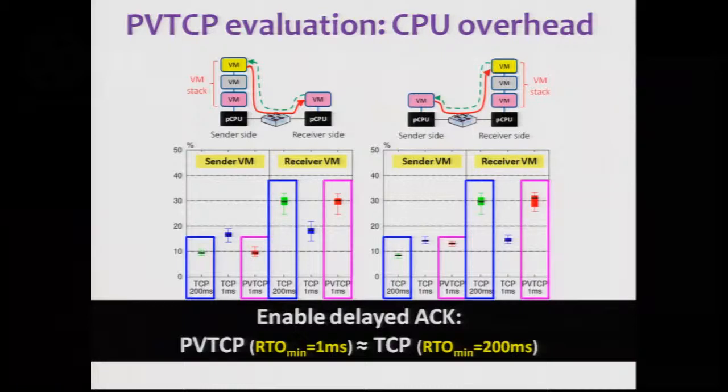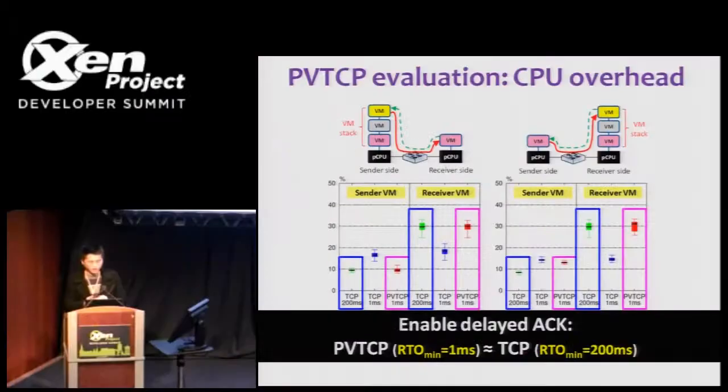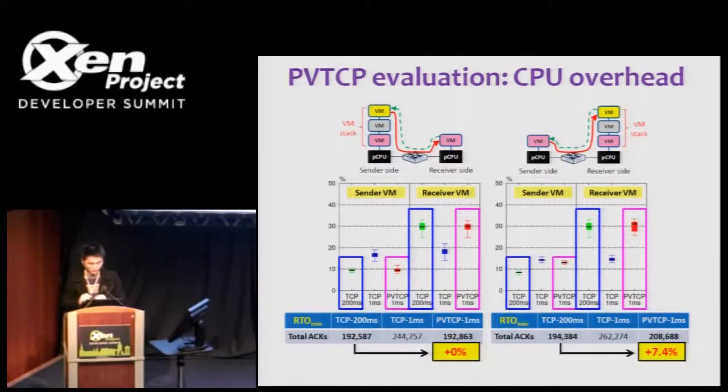as we have seen before, when there is no network congestion, TCP needs a very large RTO minimum to absorb the RTT spikes. In our solution with PVTCP, even if we use a one millisecond RTO minimum, we can achieve almost the same performance as TCP with a large RTO minimum. And with more details here, we show the total ACKs involved.